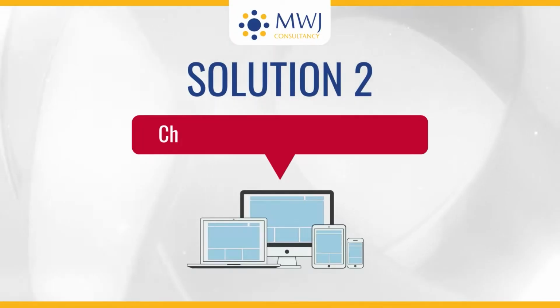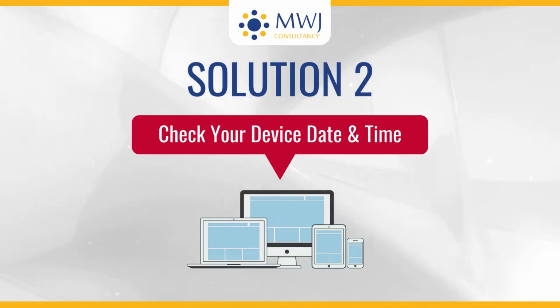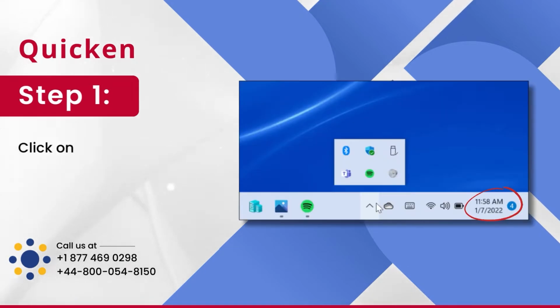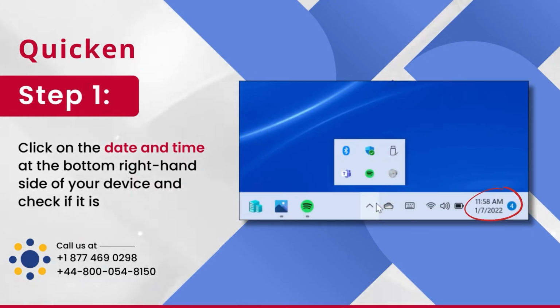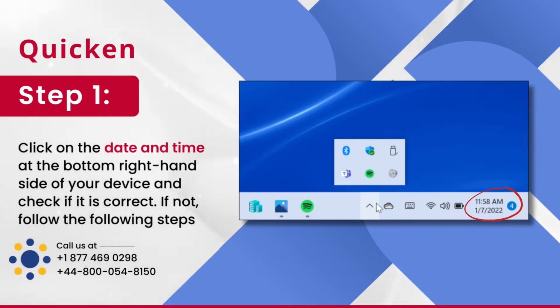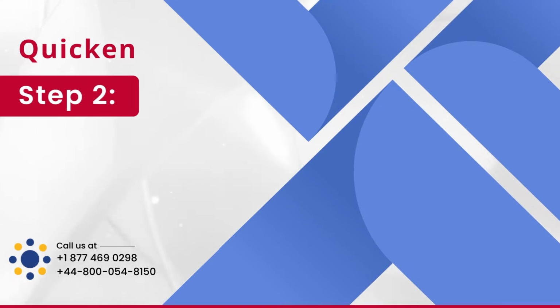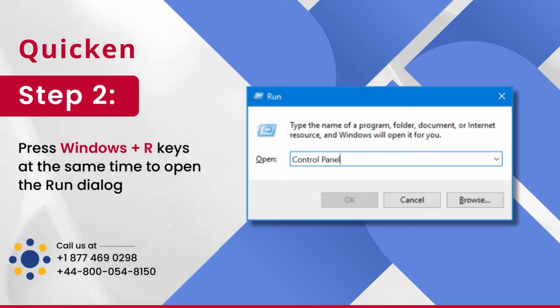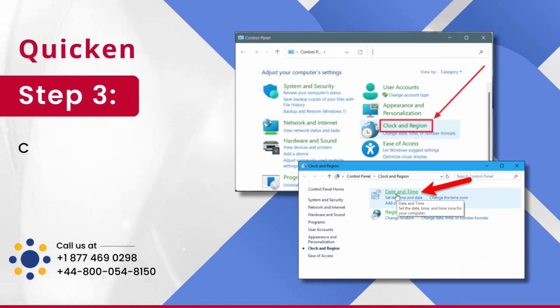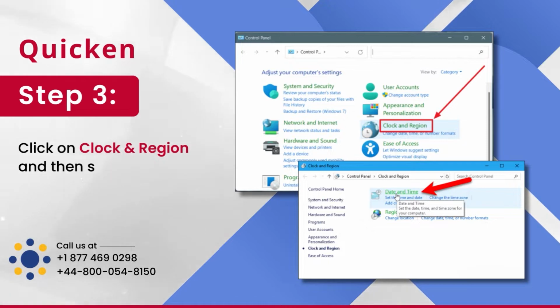Solution 2. Check your device date and time. Step 1. Click on the date and time at the bottom right-hand side of your device and check if it is correct. If not, follow the following steps. Step 2. Press Windows plus R keys at the same time to open the Run dialog box and enter Control Panel. Step 3. Click on Clock and Region and then select Date and Time.